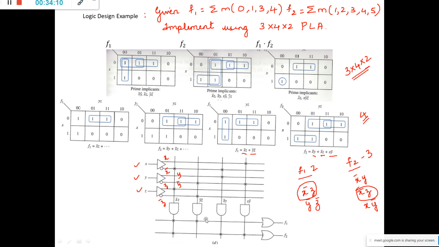Whichever are there in F1, put a cross mark. Whichever are there in F2, put a cross mark. This will realize functions F1 and F2. You make a pair in such a way that it is common in the F1 and F2 functions. Cells 1 and 3 are common here, and 1 and 3 are also there here. Make a pair, which yields X bar Z, and so it will be present in both functions F1 and F2. So you will get 4 distinct product terms. In this way you have to solve this PLA.